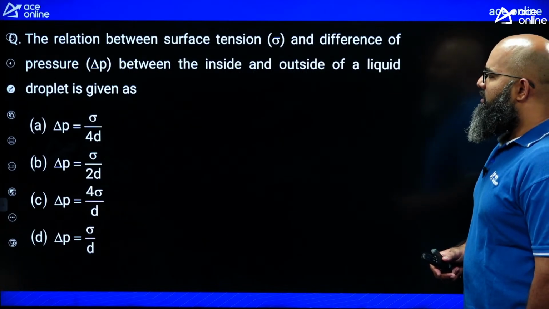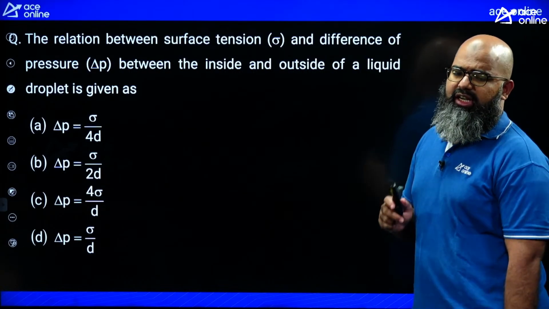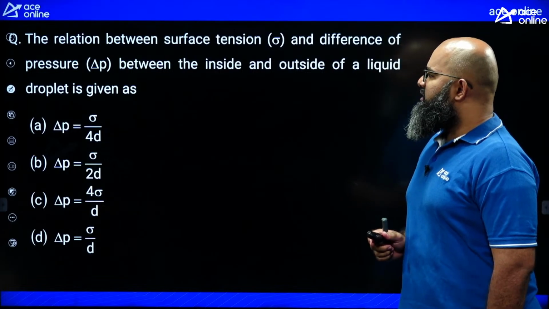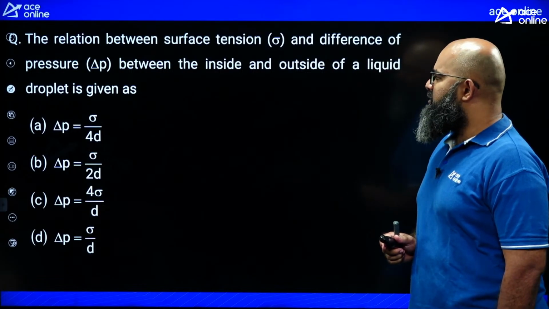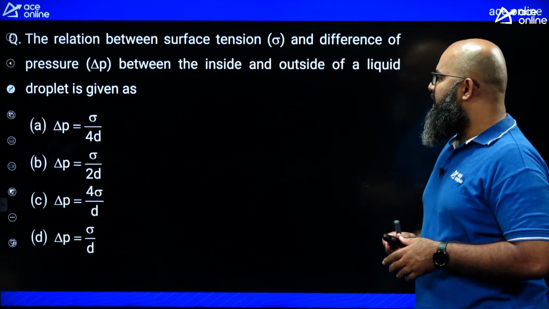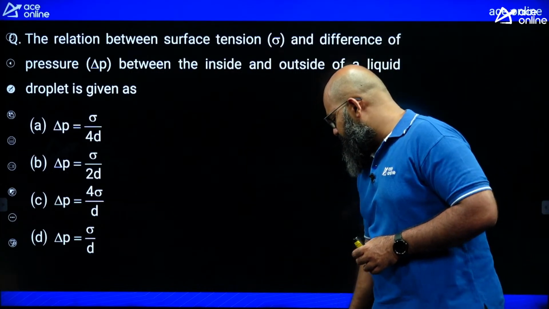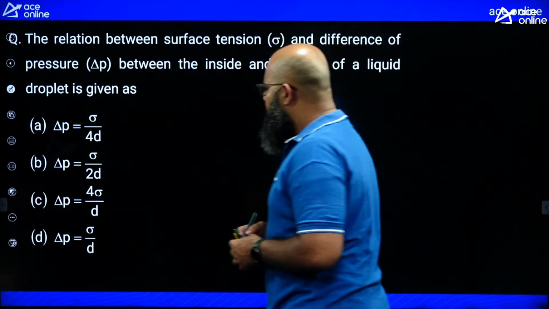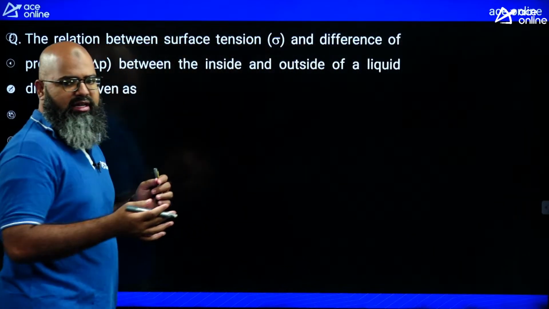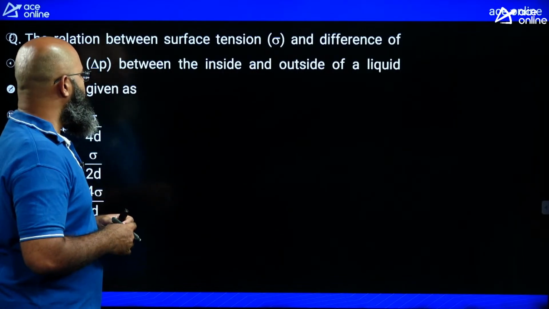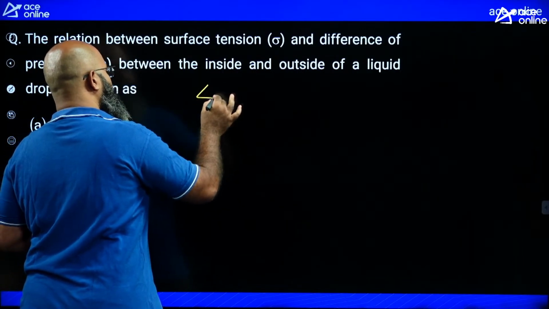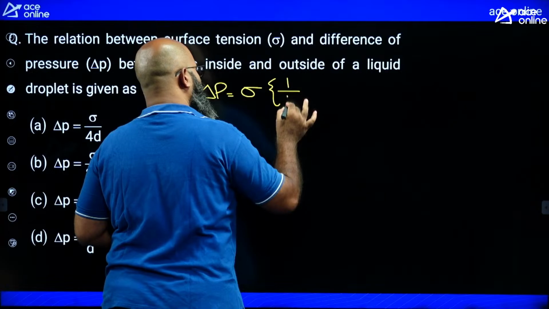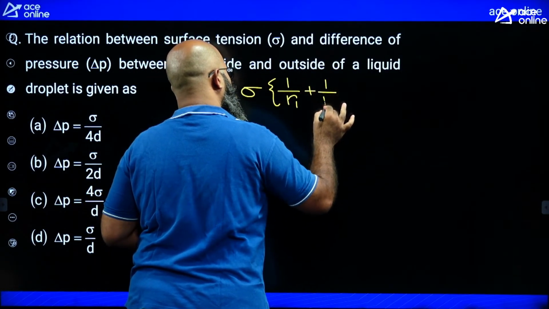Now this is one more topic from where every examination in India, even your RRB JE examinations, have asked questions. The question over here is the relationship between surface tension and difference of pressure between inside and outside of a liquid droplet. What is the value of delta P? Whenever you are having a curved liquid surface, there is going to be a difference in pressure. The actual formula is delta P equal to sigma into 1 by R1 plus 1 by R2.